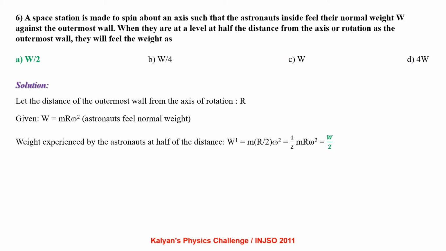A space station is made to spin about an axis such that the astronauts inside feel their normal weight W against the outermost wall. When they are at a level at half the distance from the axis of rotation as the outermost wall, they will feel the weight as? Let the distance of the outermost wall from the axis of rotation be r. Given W = m r omega square, the astronaut feels normal weight. Weight experienced by the astronaut at half of the distance would be W' = m into r by 2 into omega square, which is half of m r omega square, so it will be half of the original weight.